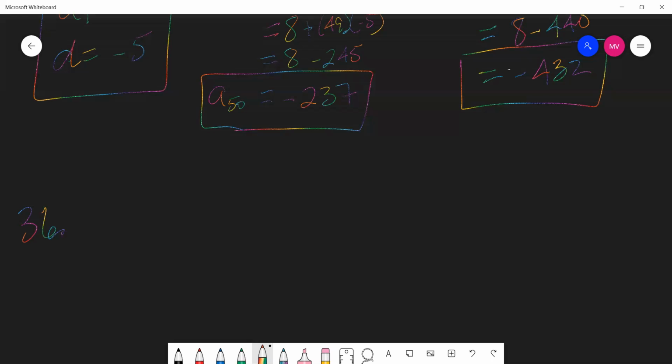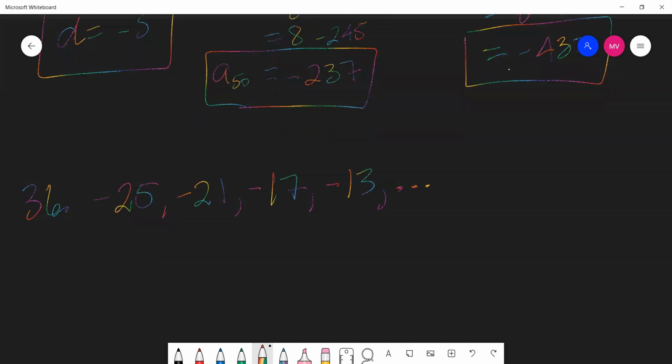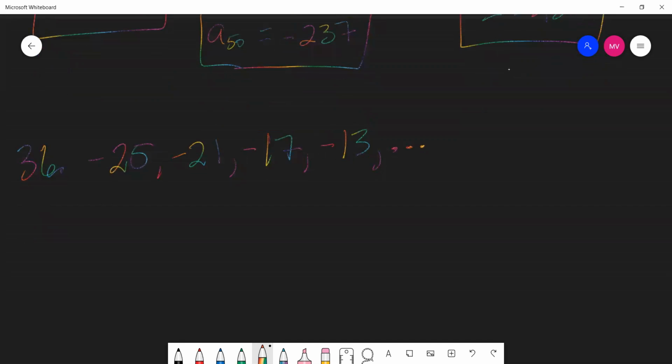38, 39, or 40. Okay, so number 36 is negative 25, negative 21. Then what? Somebody help me out here. Negative 17. And then, that's my last one. I mean, technically, we only need like the first couple, but we need to be able to see that it is an arithmetic sequence.